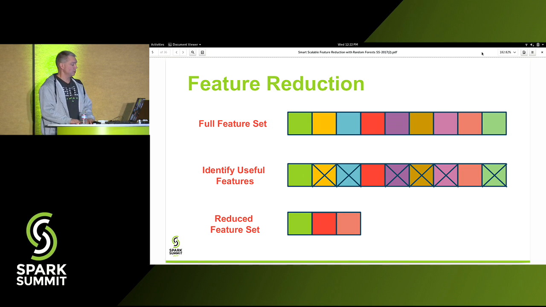So feature reduction is when you start with some full feature set, you identify which features are actually useful or most useful for your learning problem and discard the rest. And so what's left is a feature set of reduced size.